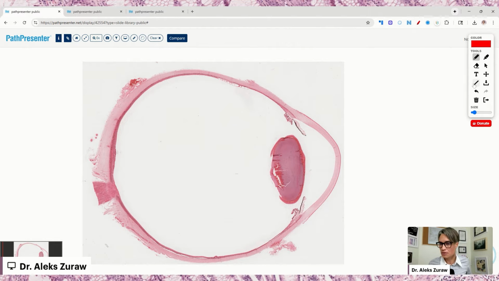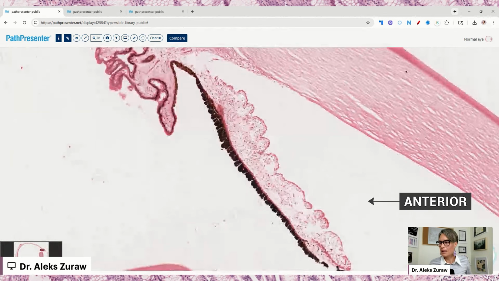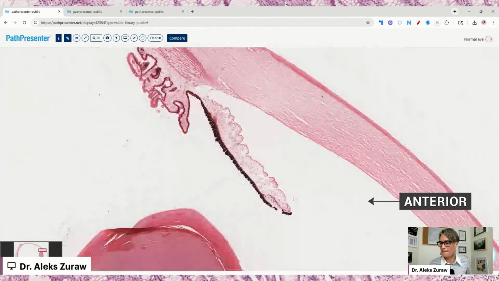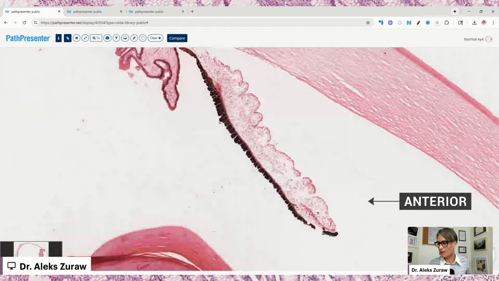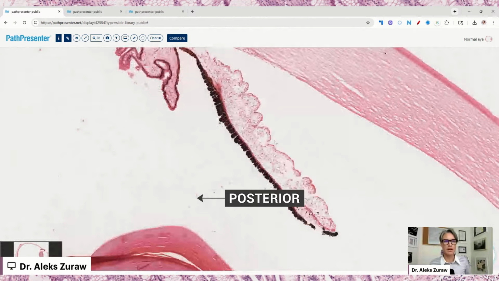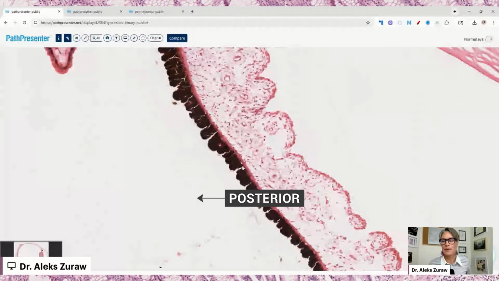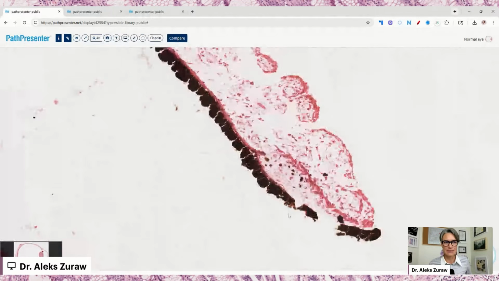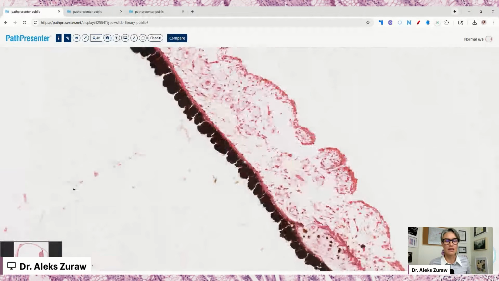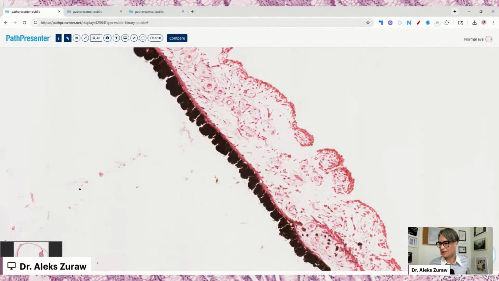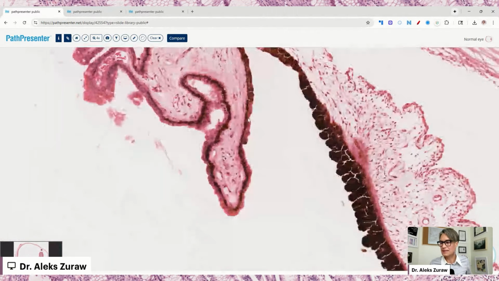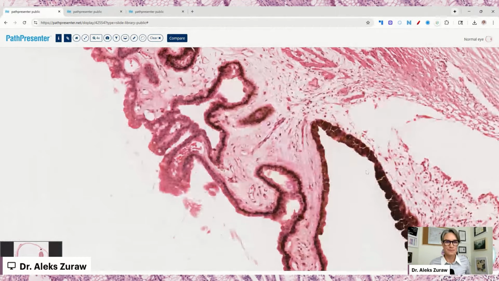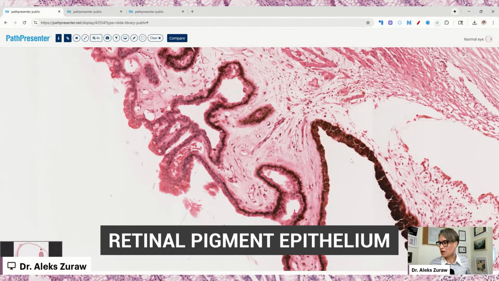So let me show it to you from closer. This is the anterior side, and this is the posterior side, and we're going to be talking about what's there as well. But it's dark. You can see that it's dark. It's melanin rich. It's pigmented, right? And we're going to be talking about this pigmented epithelium. It extends also to the ciliary body, all the stuff that is dark, and it's called retinal pigmented epithelium.